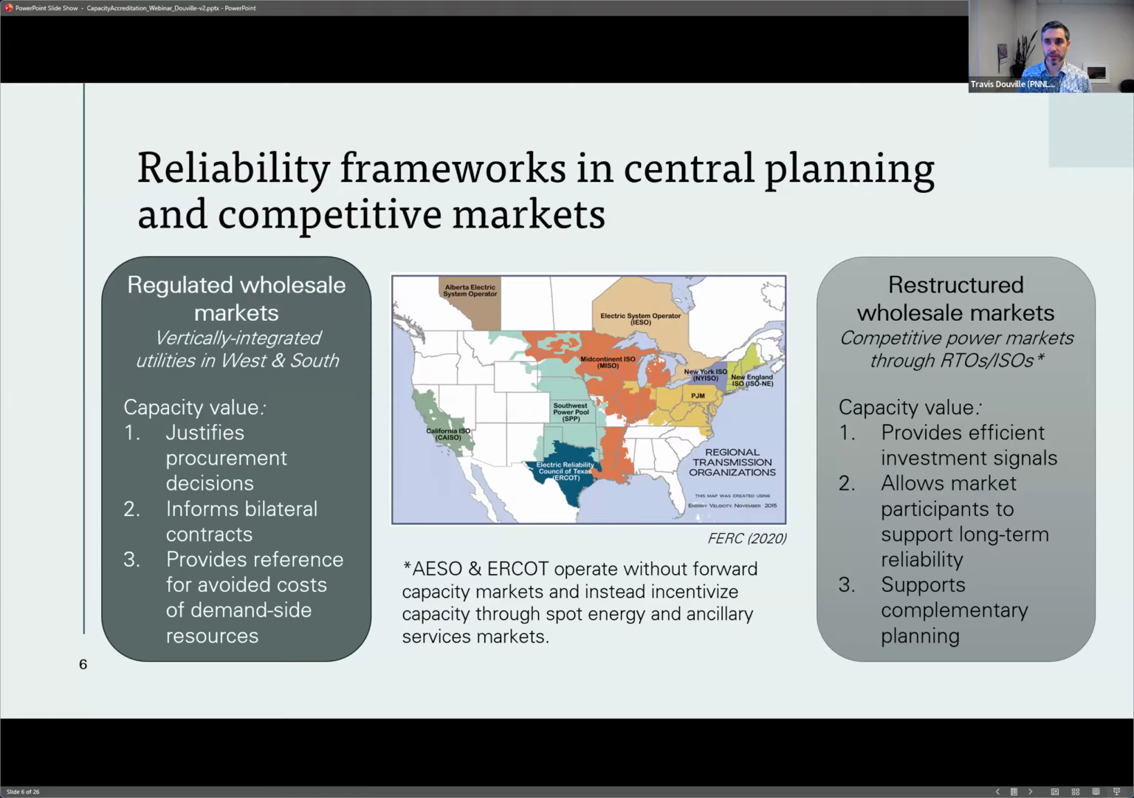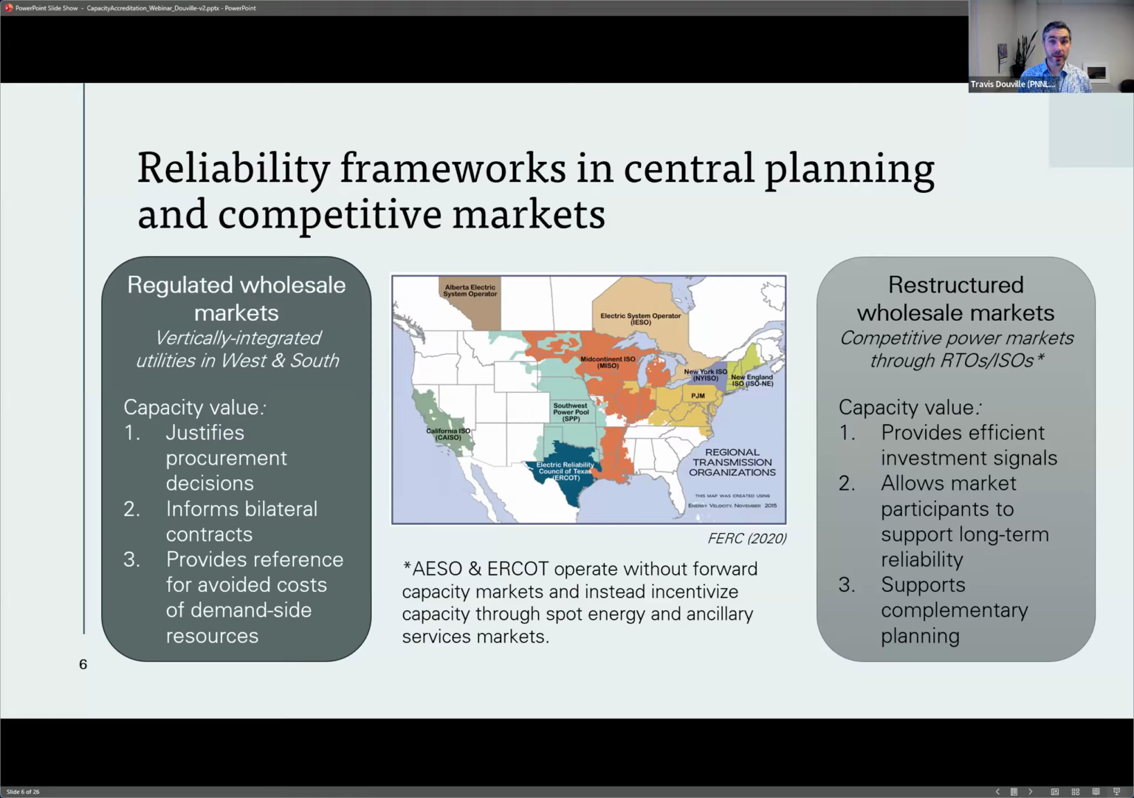For the regulated regions, the assessment of capacity offerings of various resources is important because it can be referenced in procurement decisions. Remember, those need to be regulator approved in these regulated regions, often as part of an integrated resource plan, or IRP. The assessment of capacity also informs bilateral contracting in these areas, which are required because there aren't competitive markets for it to secure energy and capacity.